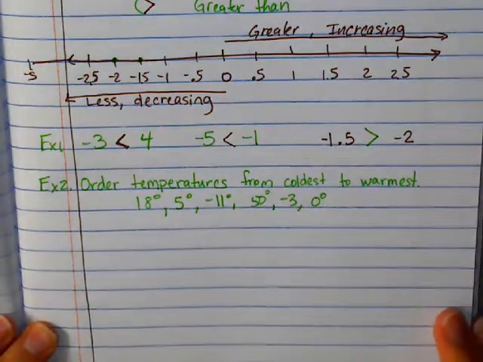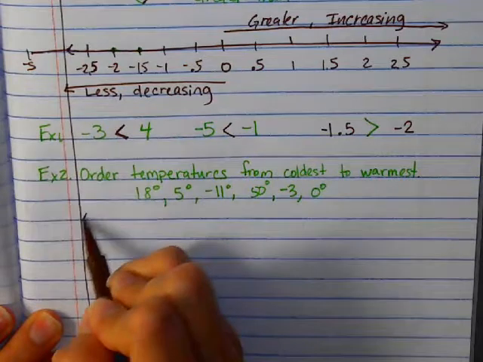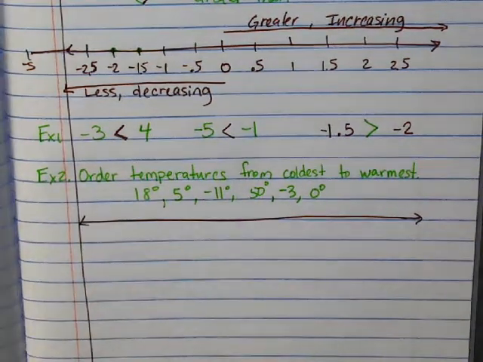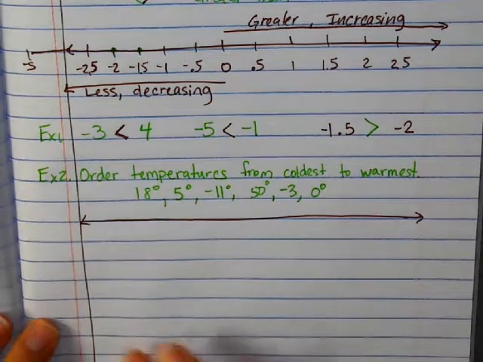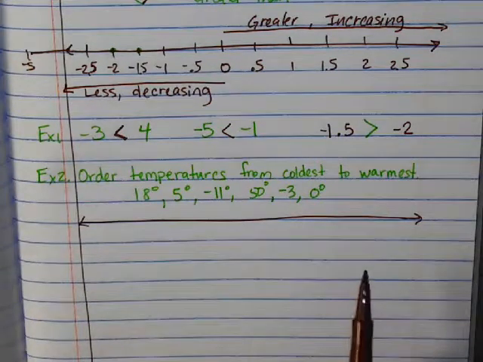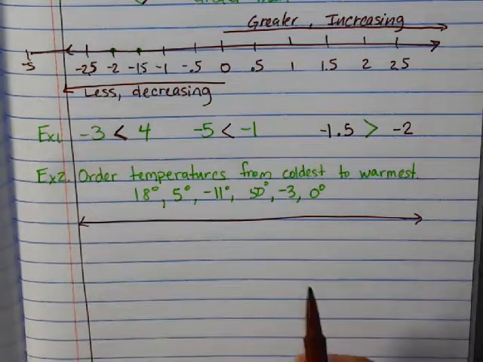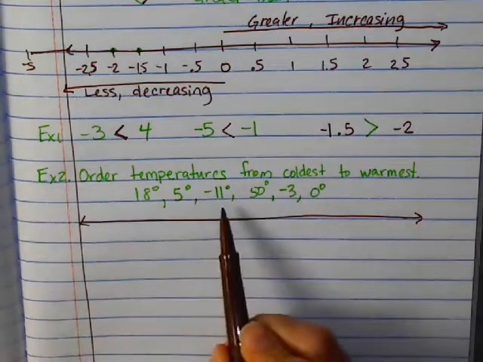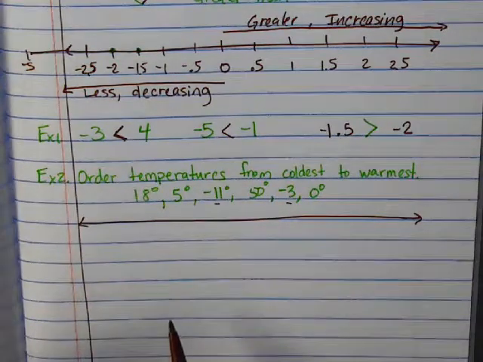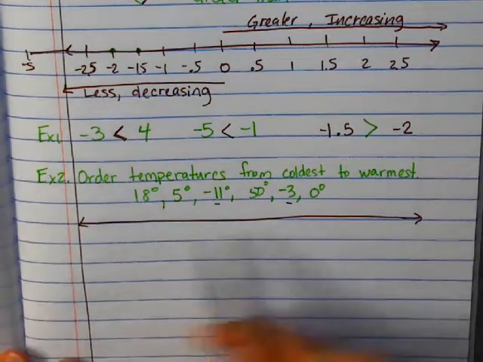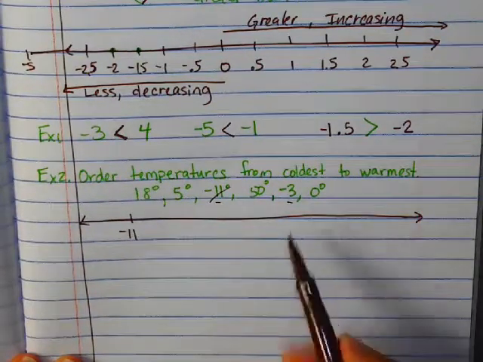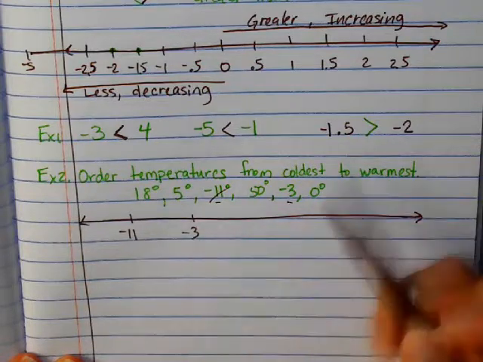So what I'm going to do, I'm actually going to draw a number line. I'm going to put these on a number line, and as I'm placing them on the number line, I'm going to go ahead and cross them out. So I'm going to go with coldest. When you're thinking about coldest, what type of temperatures are we dealing with? We're dealing with the negative ones. So my negative numbers, we have negative 11 and negative 3. Who's further away from 0? Negative 11. So negative 11 is going to be over here. Cross it out. Negative 3 will be somewhere here. We're going to cross it out.